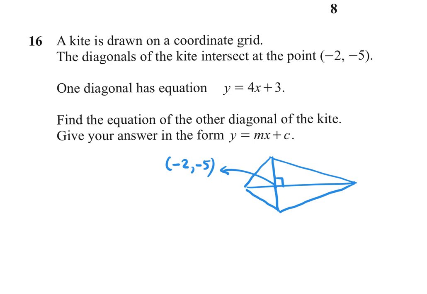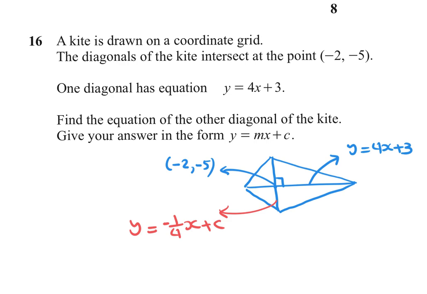One diagonal, we can consider this diagonal, has equation y equals 4x plus 3. Find the equation of the other diagonal. How to find the equation of the other diagonal? The diagonals are perpendicular. So the gradient m will be negative 1 over 4, because this line has gradient 4. The gradient of the perpendicular is the negative reciprocal, so negative 1 over 4. So the other line's equation should be y equals negative 1 over 4x plus c.